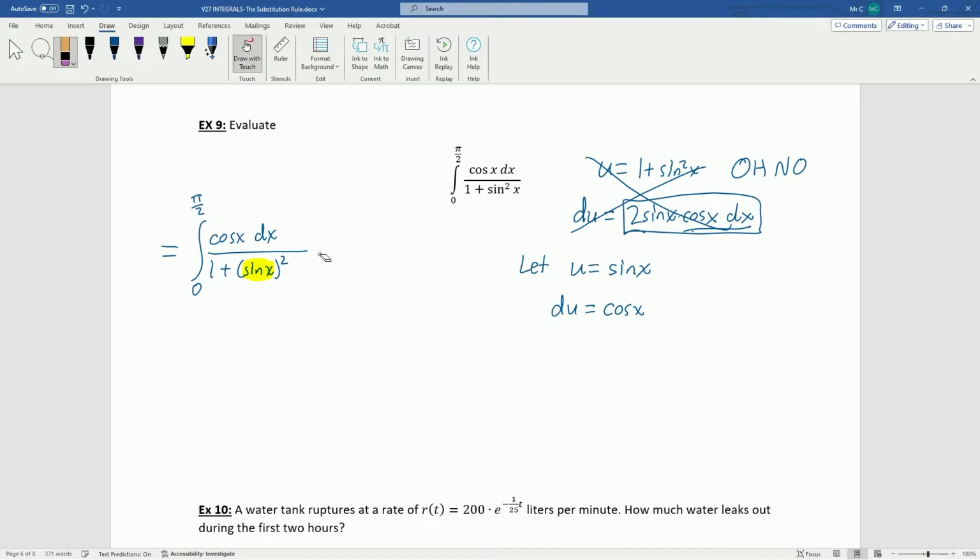Why did I put dx twice there? I already had dx. Cosine of x dx. And now this substitution is pretty straightforward. This becomes the integral of du over 1 plus u squared.